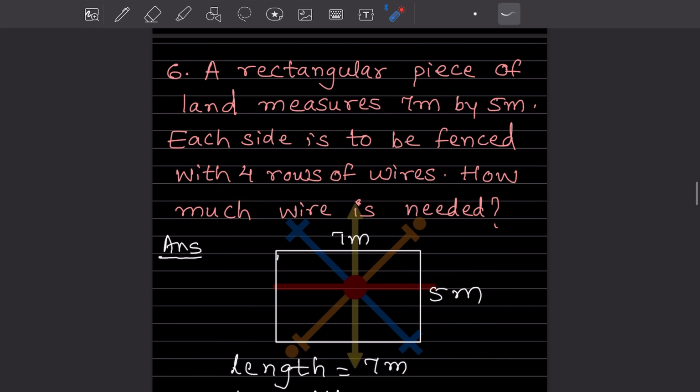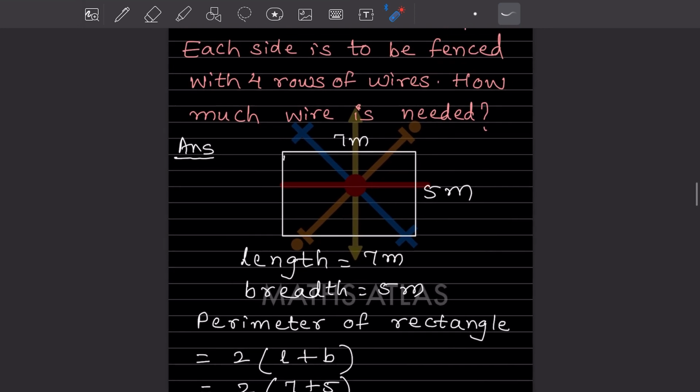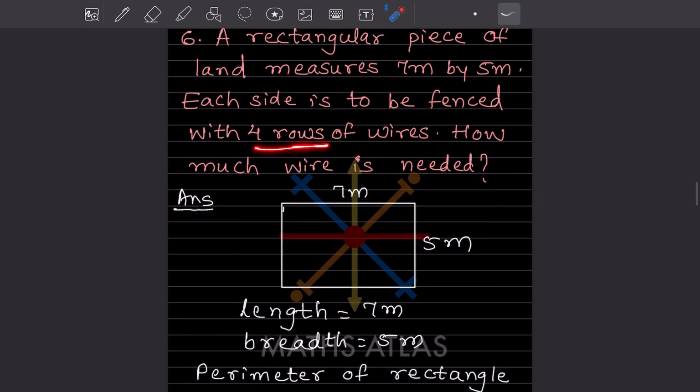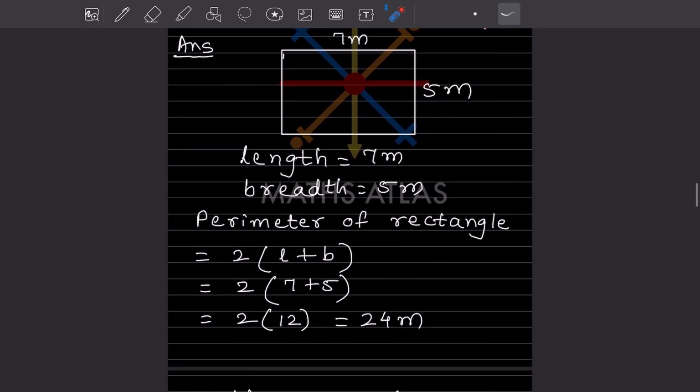Now a rectangular piece of land measures 7 meter by 5 meter. Again here, this is the length and this is the breadth. Each side is fenced with 4 rows of wires. Now this is a rectangular piece of land and this is 7 meter. So first, let us write the length and the breadth over here and find the perimeter. They said 4 rows of wires, I'll tell you what it is. First let us find the perimeter. So perimeter of rectangle is the same thing. This is the formula. You have to just put the values over here.